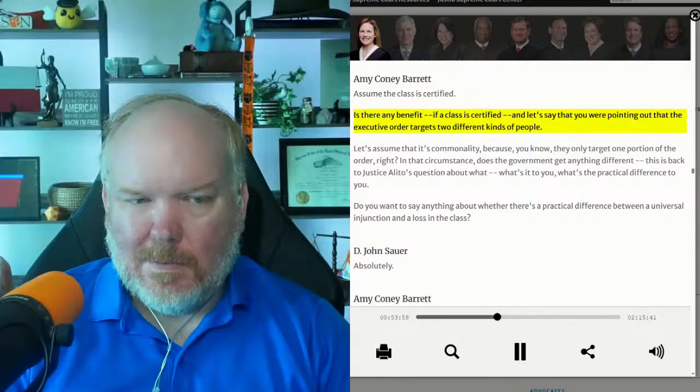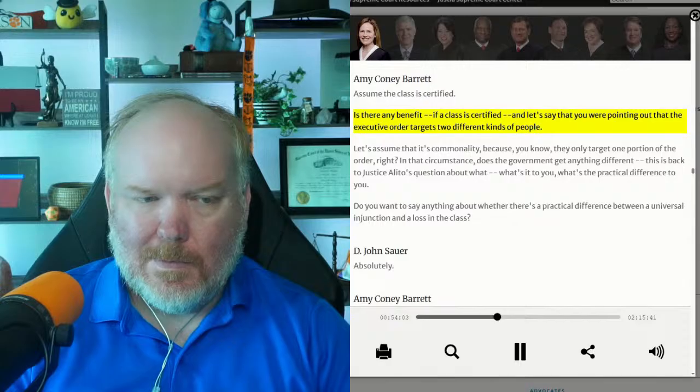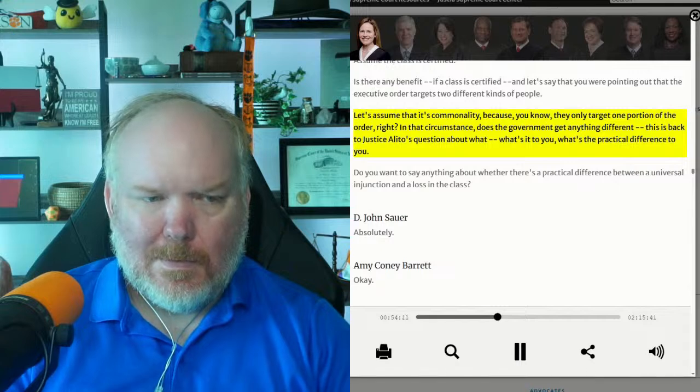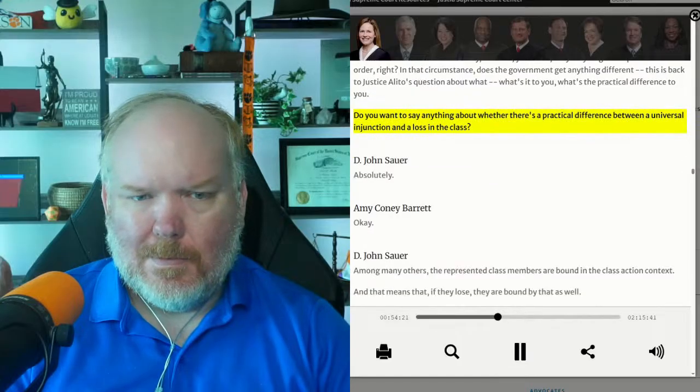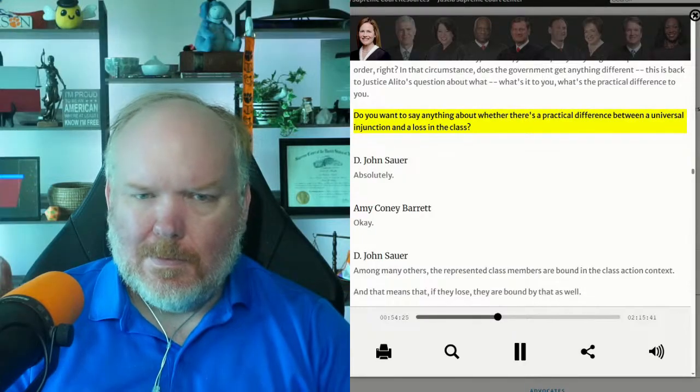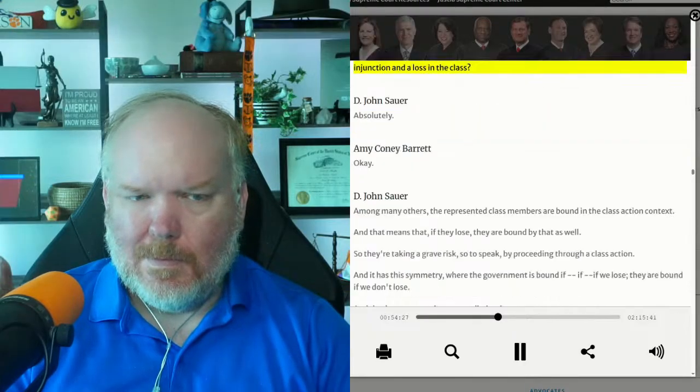Is there any benefit? If a class is certified, and let's say, you were pointing out that the executive order targets two different kinds of people, let's assume there's commonality because they only target one portion of the order. In that circumstance, does the government get anything different? This is back to Justice Alito's question about what's it to you? What's the practical difference to you? Do you want to say anything about whether there's a practical difference between a universal injunction and a loss in the class? Absolutely. Okay.